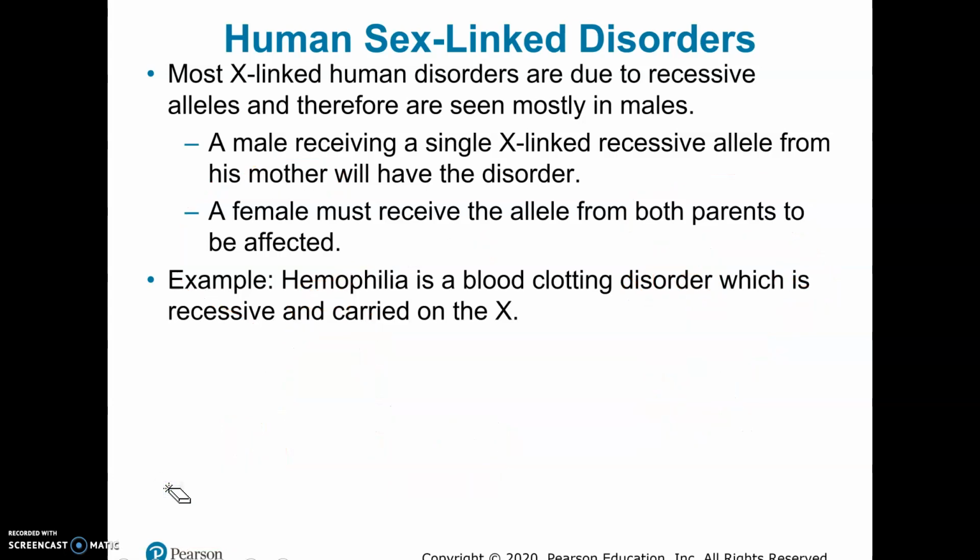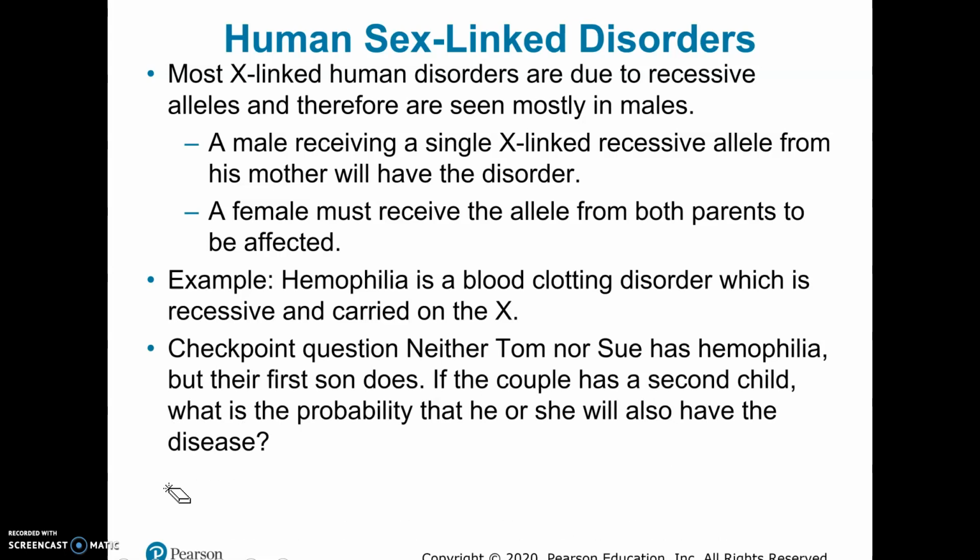So, hemophilia is a blood clotting disorder. This is an example of an X-linked trait. So Tom and Sue do not have hemophilia, but their first son does have hemophilia. So they want you to do sort of a logic problem here and figure it out. So Tom does not have hemophilia. Well, since hemophilia is recessive, Tom must be X big R Y.